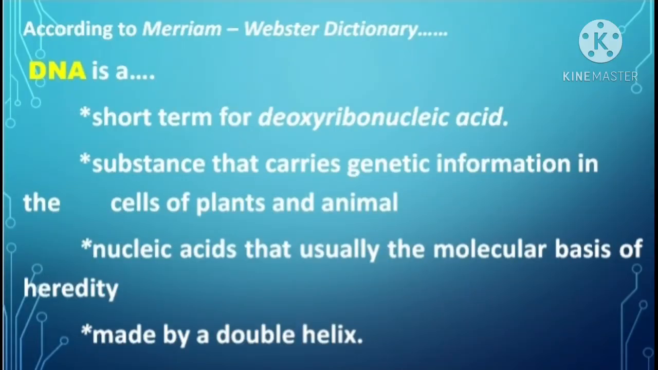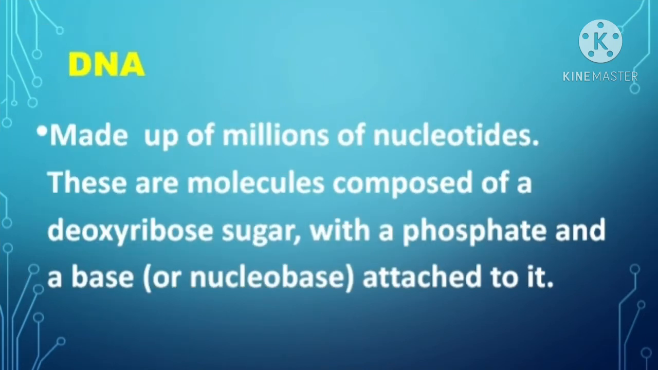According to Merriam-Webster Dictionary, DNA is a short term for deoxyribonucleic acid. It is a substance that carries genetic information in the cells of plants and animals. Also, it is a nucleic acid that is usually the molecular basis of heredity and made by a double helix. It is made up of millions of nucleotides. These are molecules composed of a deoxyribose with a phosphate and a base, or nucleobase, attached to it.